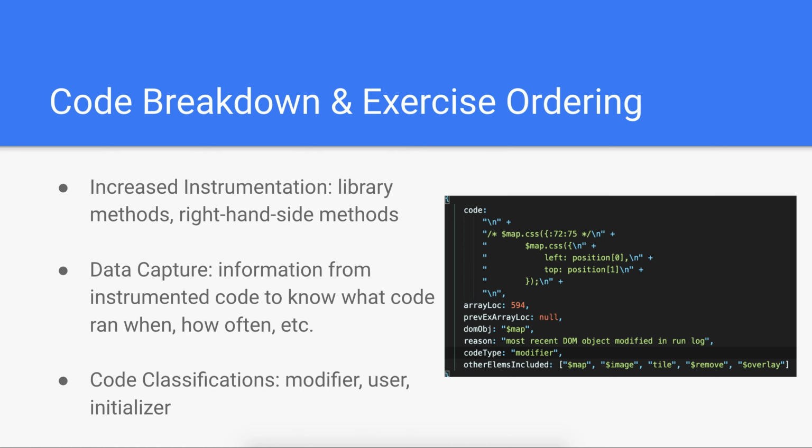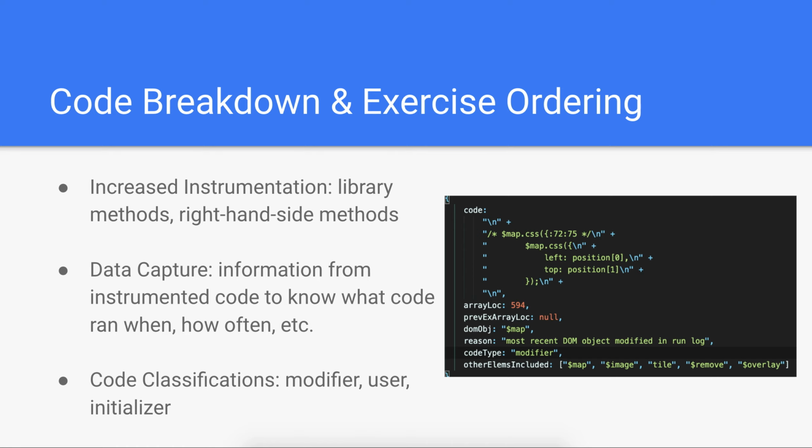So in order to create the data necessary to break down the source code into the ordered exercises, we had to increase the instrumentation that we had already had in place that we were using to create the state manager. What we ended up doing was including library methods and methods that were assigning other variables, or what I'm here calling right-hand side methods. So those are things where it's say maybe like variable x equals, and then there's some sort of method on the right side. We're now tracking over all of that, as well as library methods.